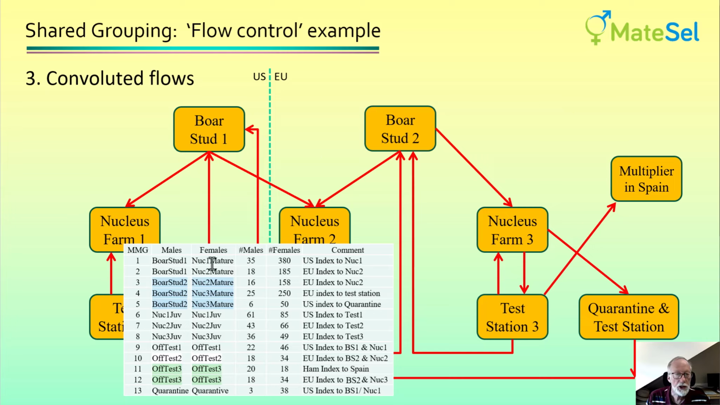So you can see the shared grouping aspect with boar stud 2 being used across mixed mating groups 3, 4 and 5. So let's look at that. First of all, boar stud 2 and nucleus 2 mature females. Now the males in boar stud 2 are not exactly just males in boar stud 2. There are 3 categories of males involved in boar stud 2.